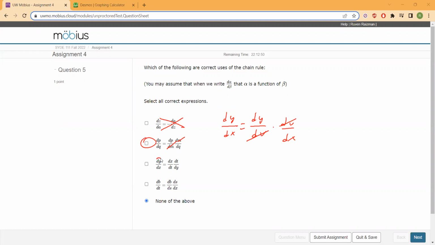Over here, we're trying to get dy over dx. So here it wouldn't work because it would be dx over dy. And here we're trying to get db over dt, but here we have b and x. So that won't work either. So it's just that one.